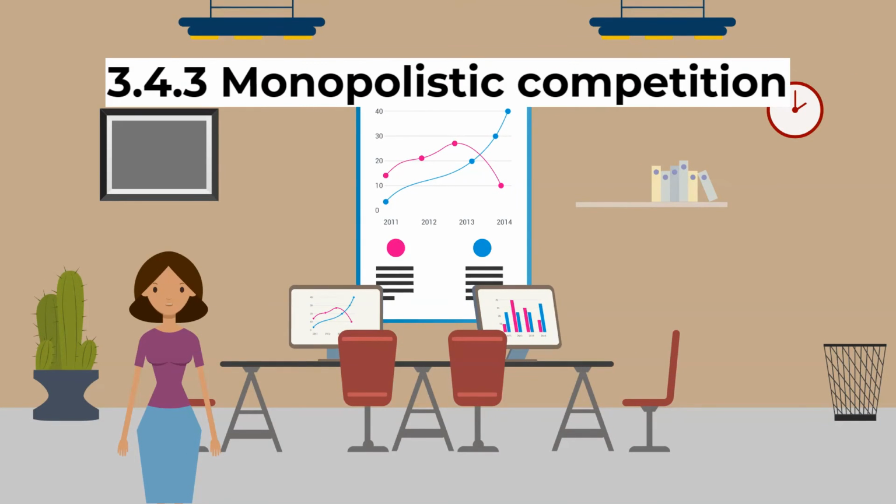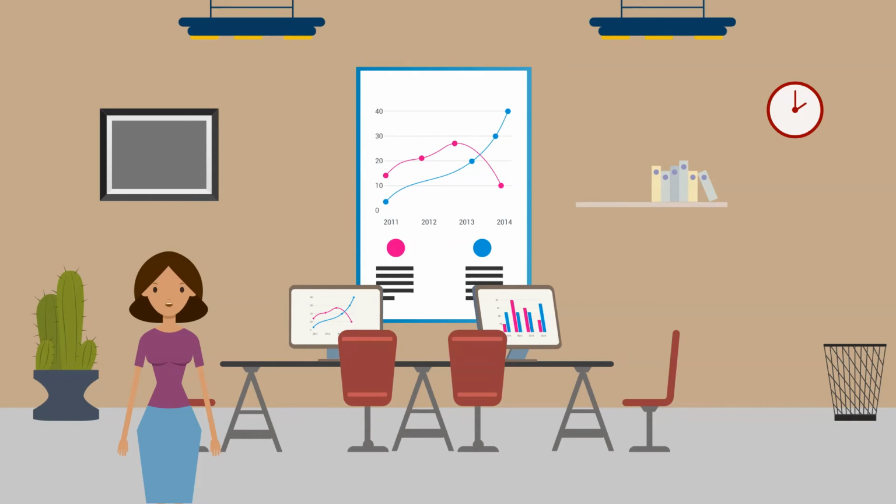Now, let's look at monopolistic competition. Monopolistic competition is a form of imperfect competition, with a downward sloping demand curve. It lies in between the two extremes of perfect competition and monopoly, both of which rarely exist in a pure form in real life. Some examples of firms in monopolistic competition are hairdressers, estate agents, and restaurants.